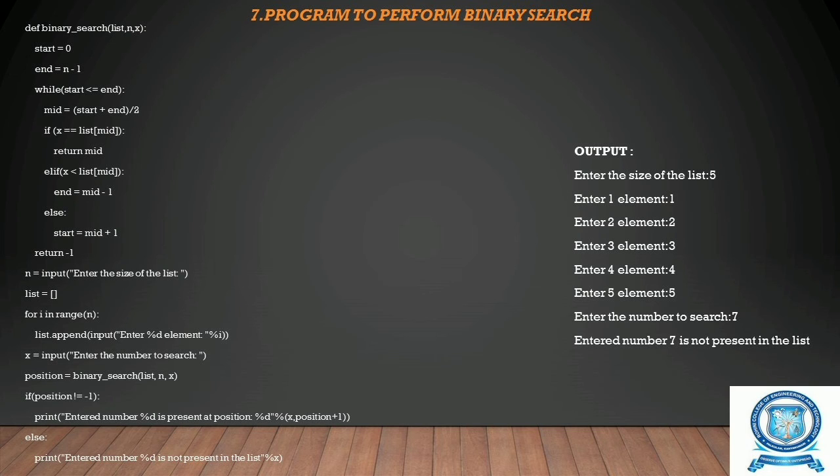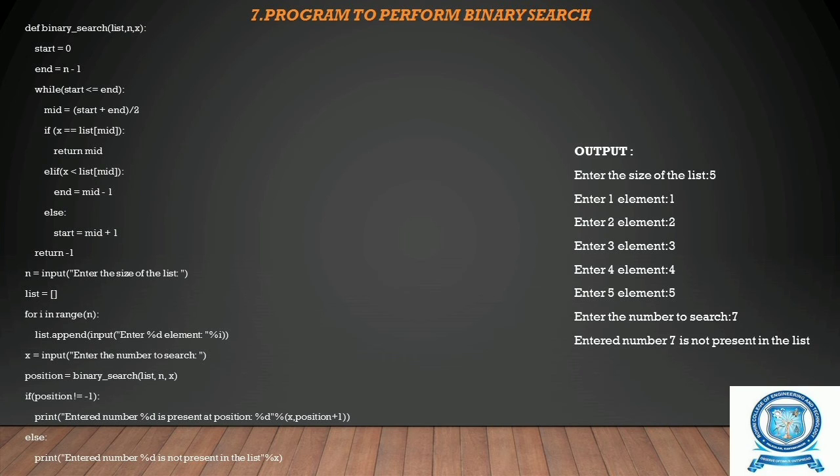Next, we are going to see how to write a Python program to perform a binary search. In the case of binary search, we split the list by half, find a mid value, and then check. For that, we first define the function binary search with list, n, and x as the parameters. We initialize the start value as 0 and the end value as n minus 1.